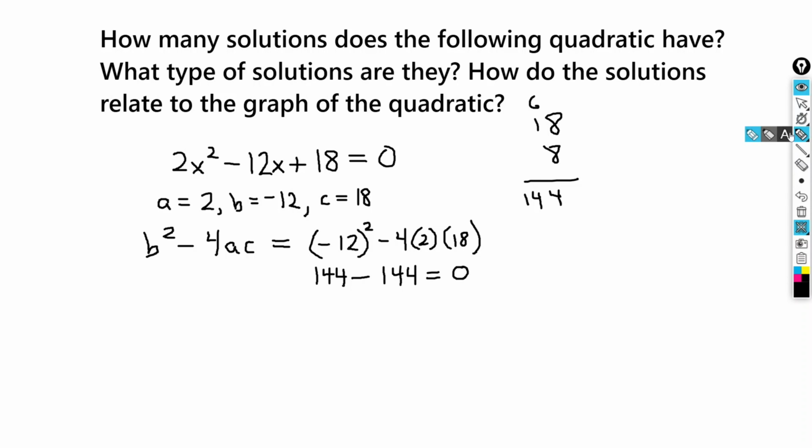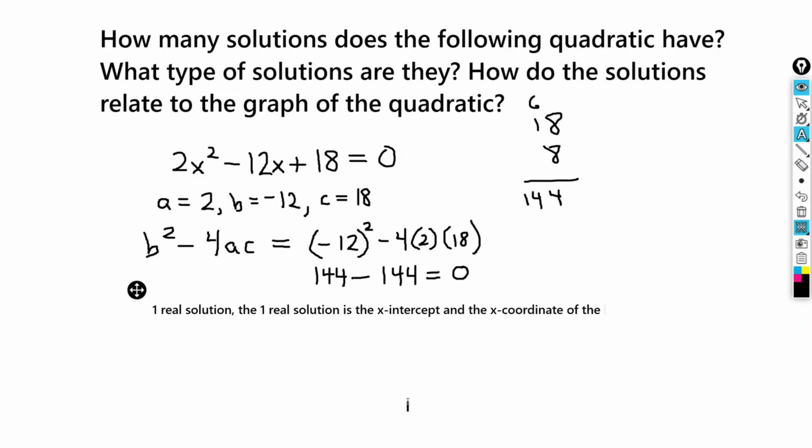So what does this mean? Well, this means that we have one real solution. The one real solution is the x-intercept and the x-coordinate of the vertex of the parabola. And we're done with this example. Let's look at one more.